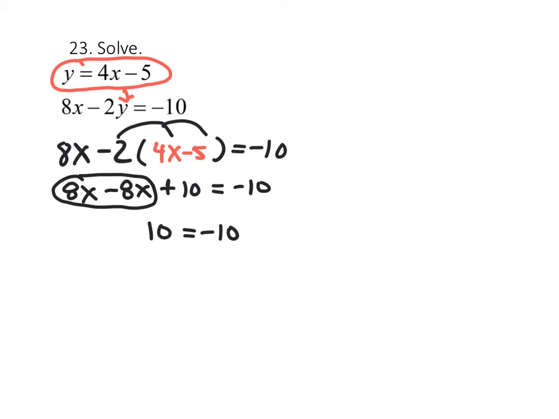When all the variable terms disappear, whether you're using substitution or addition, you either have a system that is inconsistent with no solution, or is dependent with infinitely many solutions. And it's all about whether that resulting equation is true or false. Since 10 is not equal to negative 10, no matter what x and y are, then there is no solution to this system. This is an inconsistent system.